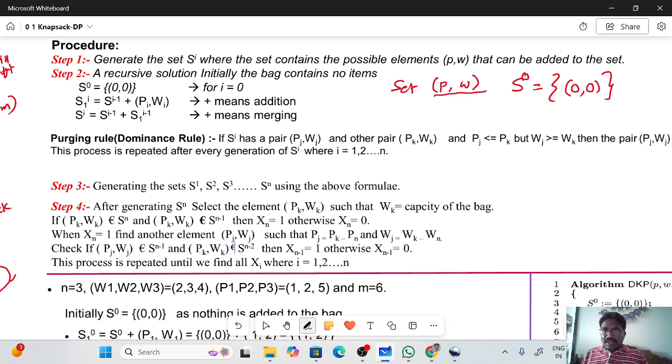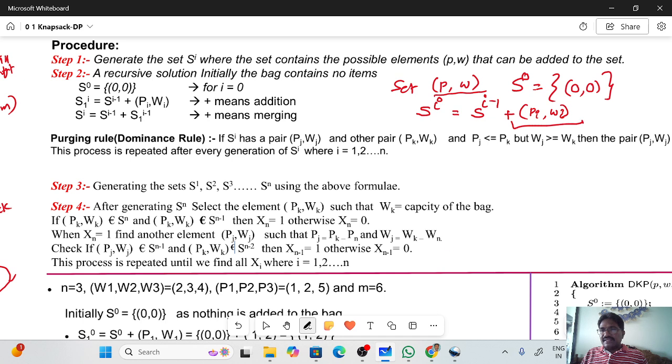Now I am going to think about placing the ith item. When I want to place the ith item, the set I have up to now is Si minus 1. To that set I am going to add the ith item's weight and profit. In my pair, the first one is the profit Pi, and the second one is the weight Wi of the present item i.